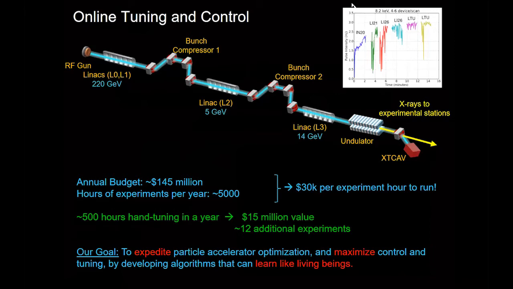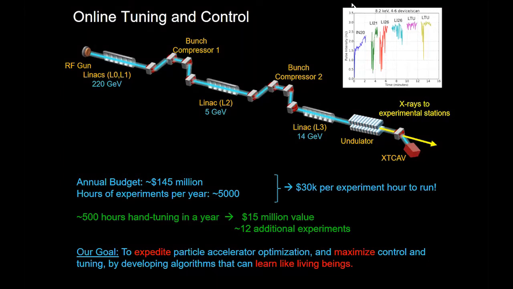Why do we need to do online tuning and control of particle accelerators? Usually those accelerators are very big devices, and they have hundreds of knobs that could be tuned to produce those X-rays with specific properties. And typically we spend over 500 hours per year in hand tuning. This is a lot of time spent on tuning, and we could actually fit many more experiments rather than spending that time on tuning. So our goal here is to expedite particle accelerator optimization and maximize the control and tuning by developing algorithms that can learn like living beings.